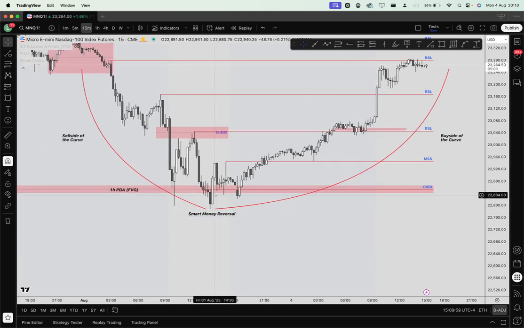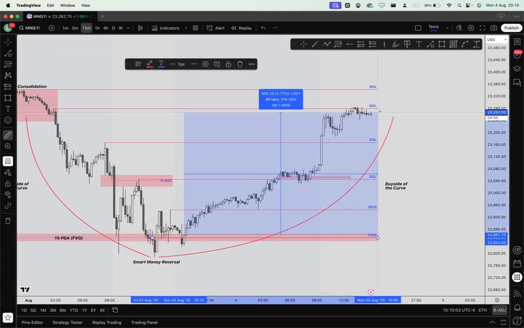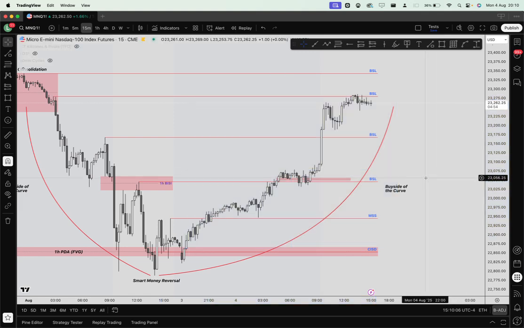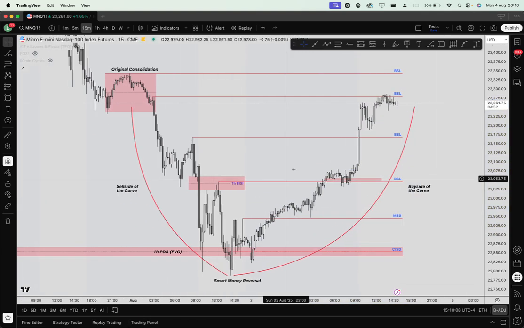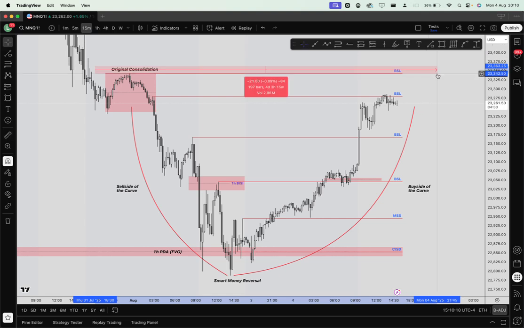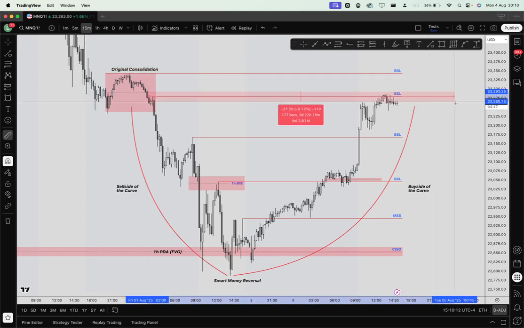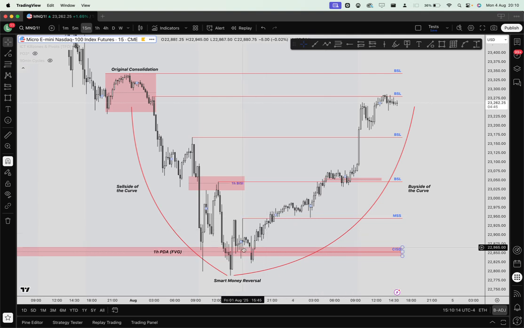We have an internal change in the state of delivery. We have a market structure shift. And then from then on, we have an upwards pattern straight to the top. Now, we haven't quite hit the original consolidation just yet, but this liquidity is good enough for me. And as you can see, there'll be many trading opportunities going up to the top of this liquidity area anyway.